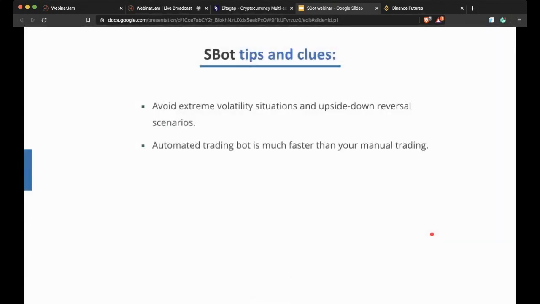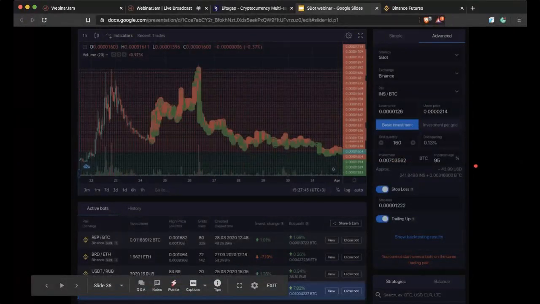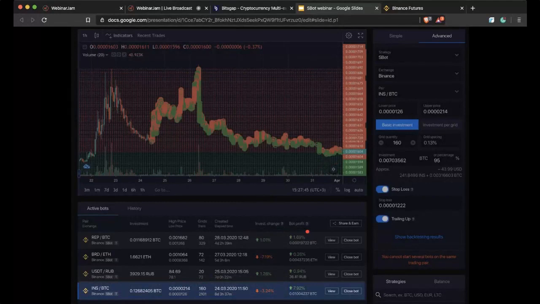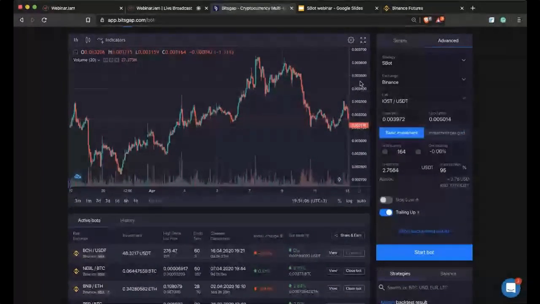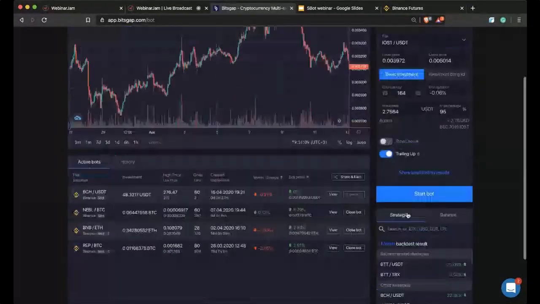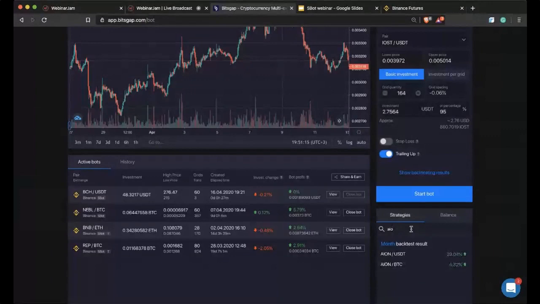So yeah, automated trading is much faster than your manual trading. And as I already demonstrated, there are some cases where the bot can make 19,000 trades. All right. So in milliseconds, sometimes even. Manually, you wouldn't be able to do so. Let me show you something else. Maybe some real case examples, just to tell you how to use the bot. Let's say maybe ION trading to USDT.